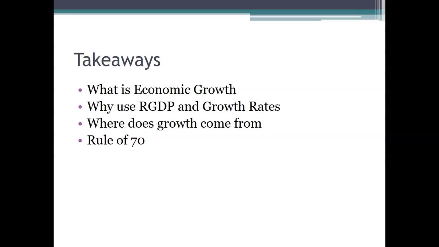So overall, we talk about what is economic growth, why we use real GDP, and what are growth rates, where does the growth come from, and then also what is this rule of 70 as far as how many years does it take to double.